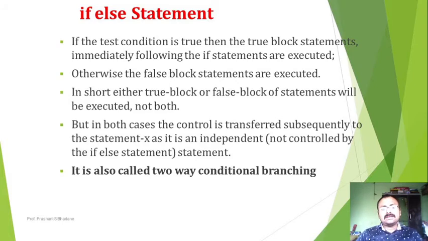But in both cases, the control is transferred subsequently to the statement X, as it is independent, not controlled by the if-else statement. It is also called two-way conditional branching. Two-way conditional branching means false is one of the ways, and the other way is true.